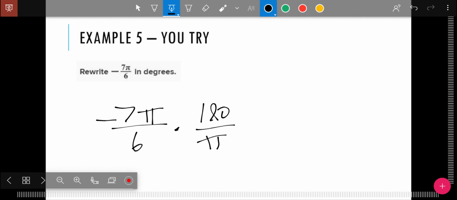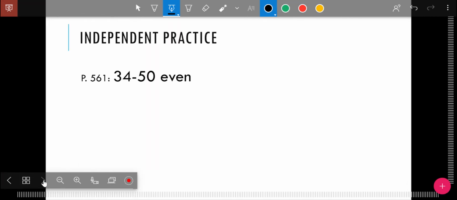Give it a try. Either cancel out the pi's and do the math in the calculator, or cross reduce. Give it a try. Pause the video now. Right, again, I like to cross reduce, or cross cancel, whatever you want to call it. This is reducing though. So 180 divided by 6 is 30. The pi's cancel. Right. And so a -7 times 30 ends up being -210 degrees. And hopefully now you understand. Give it a try. Good luck.